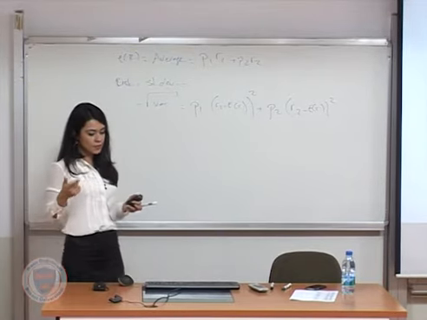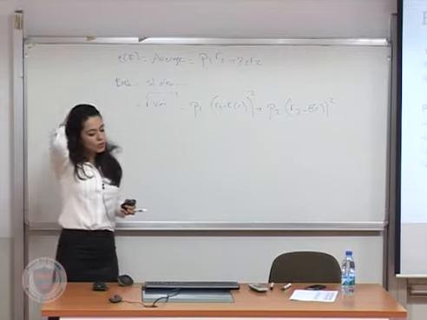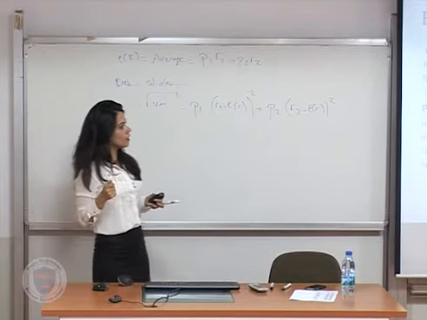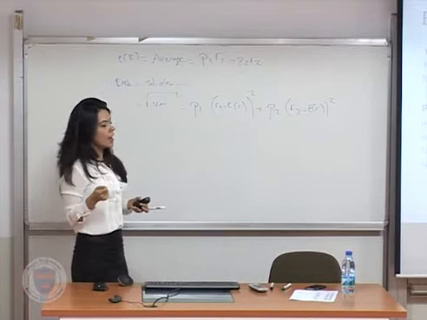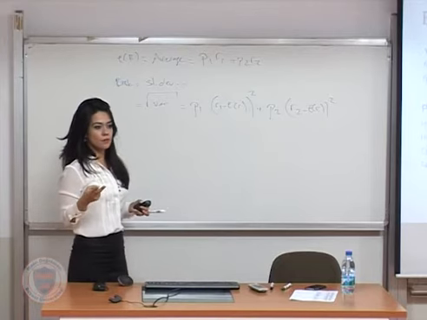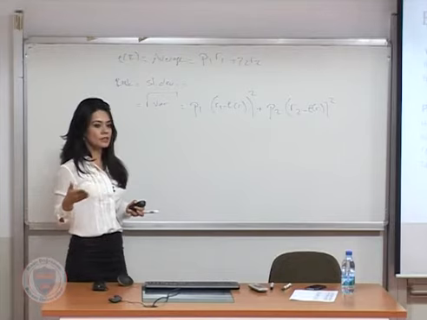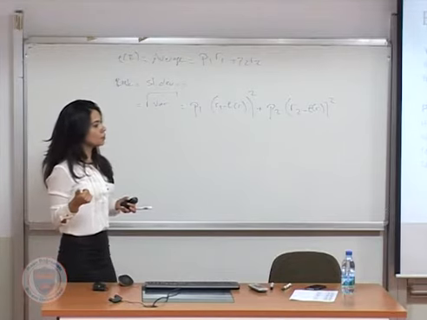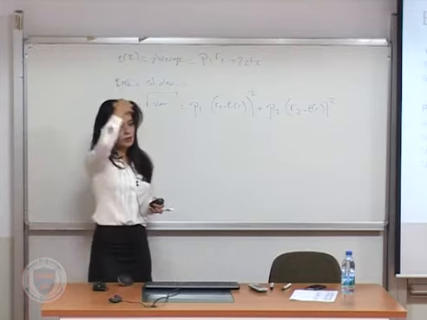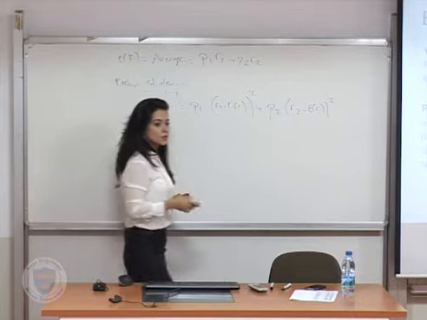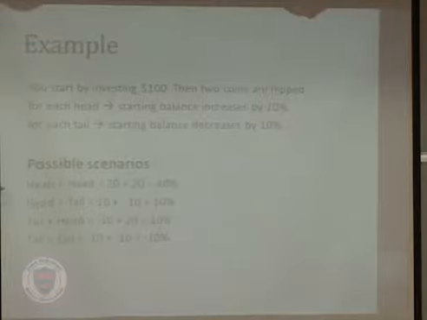Let's look at it with an example. So suppose that you have $100, and we're going to flip 2 coins. For each head, you're going to win 20%. For each tail, you're going to lose 10%. So what are the possible scenarios? You can have head and head. You can have head and tail. You can have tail and head. Or you can have tail and tail.